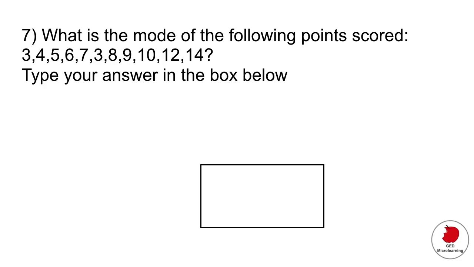Okay, so question 7 is one of these fill-in-the-blank questions that looks at statistics. It asks, what is the mode of the following points scored, and then type your answer below. When you look at statistics, 4 really common things that come up a lot are mode, mean, median, and range. So you have to know those 4.